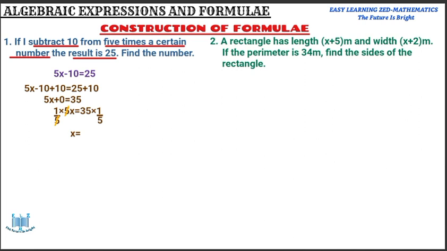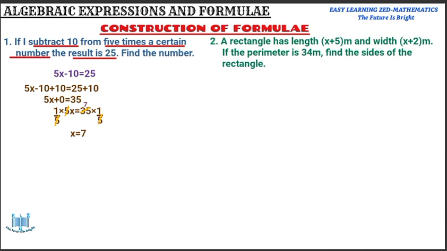Then we go to the right side of the equal sign, we cancel out 5. When we divide 35 by 5, it gives us 7. So when we multiply 7 by 1, it gives us 7. Now the value of x is 7. We have found the value of x, which is 7, using the formula there on top in purple.